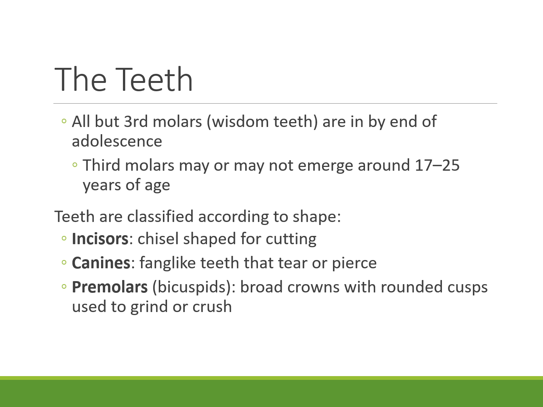All but the third molars, which are considered your wisdom teeth, are in by the end of adolescence. The third molars may or may not emerge, and if they do, it can be all the way up to the age of 25. Teeth are classified according to their shape.